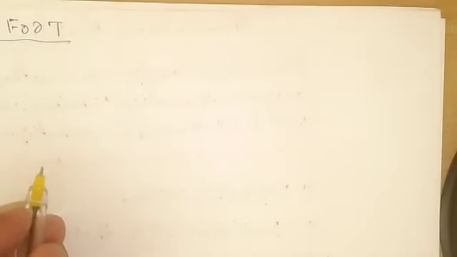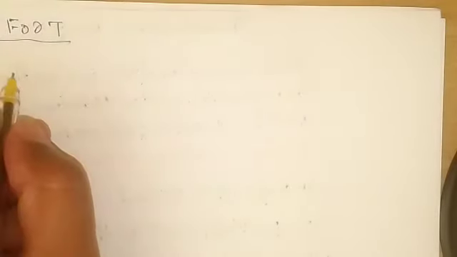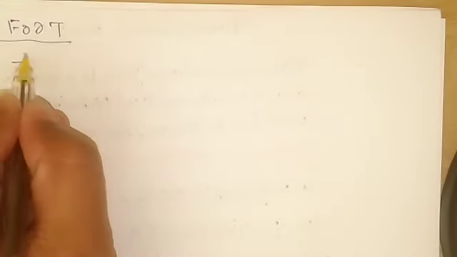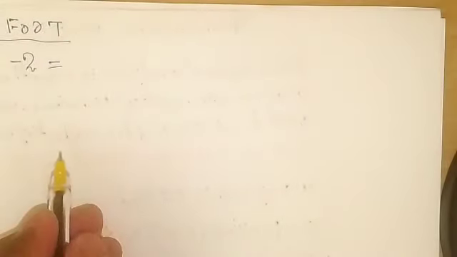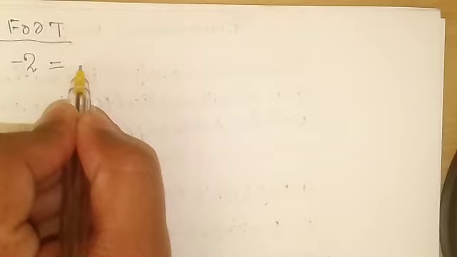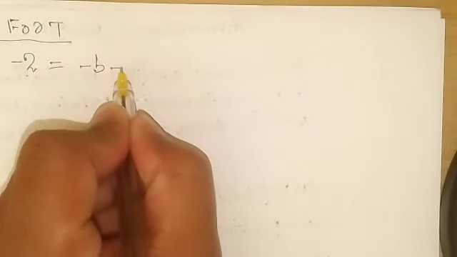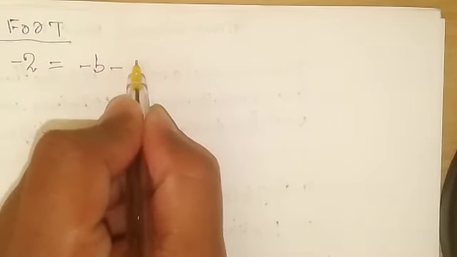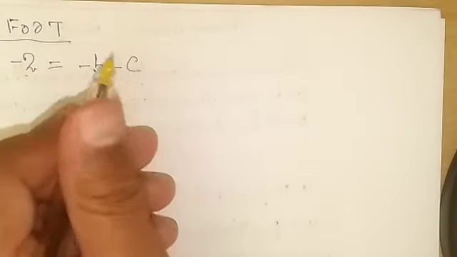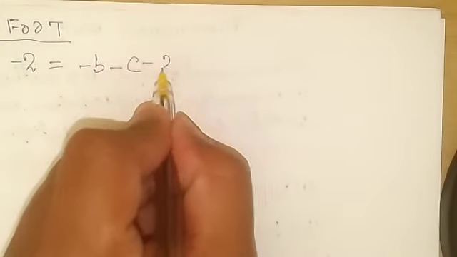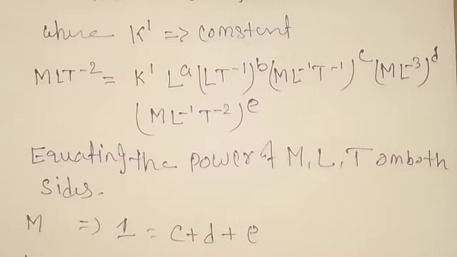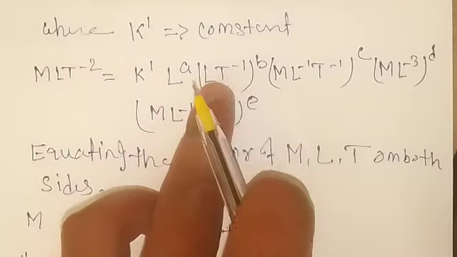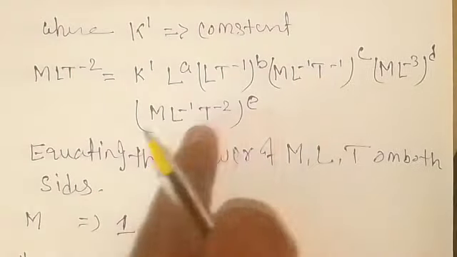So for T, on the left hand side you have minus 2, which is equal to minus b minus c and minus 2e, right? I'll show you, just hold on. This is the expression you have: on the left hand side minus 2, and on the right hand side minus b, minus c, and minus 2e.